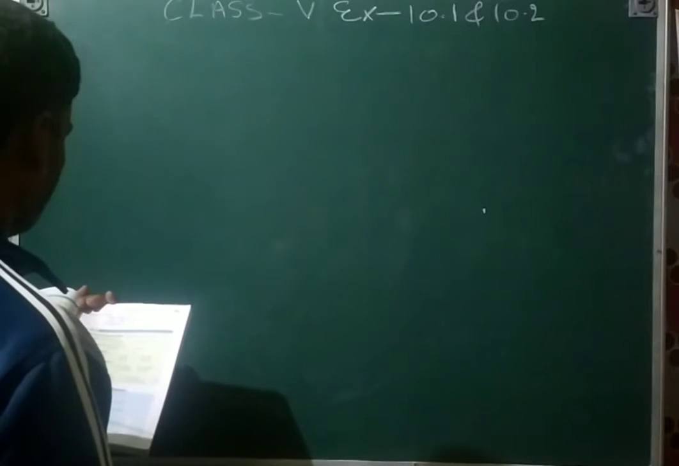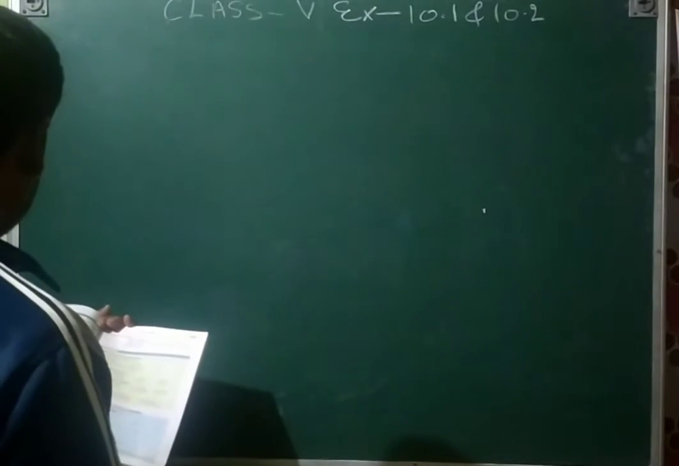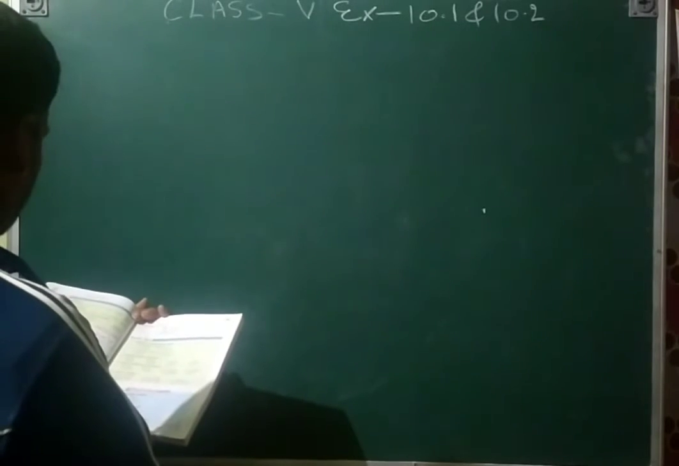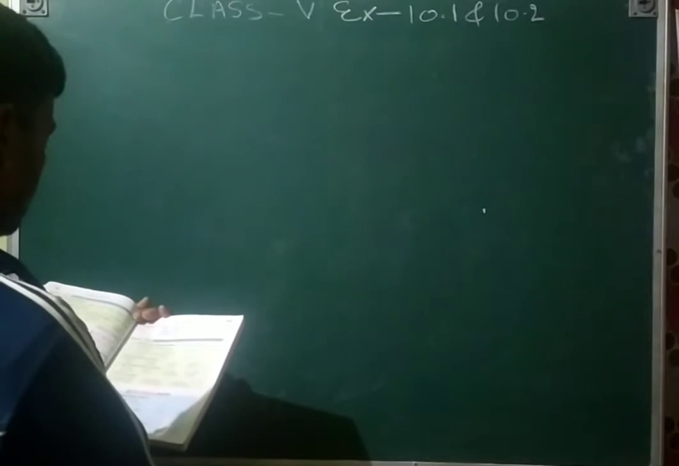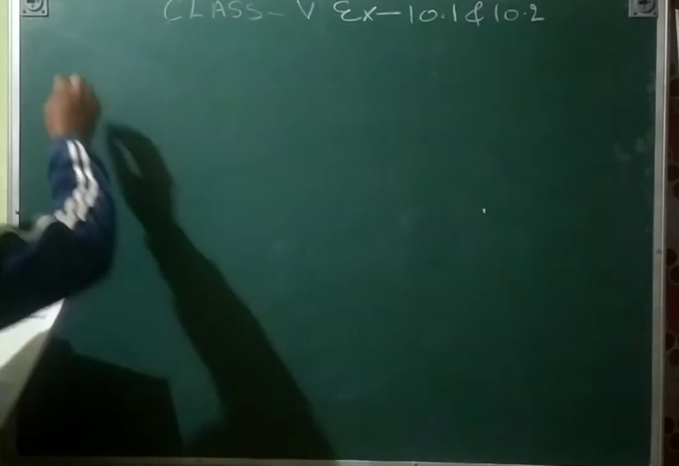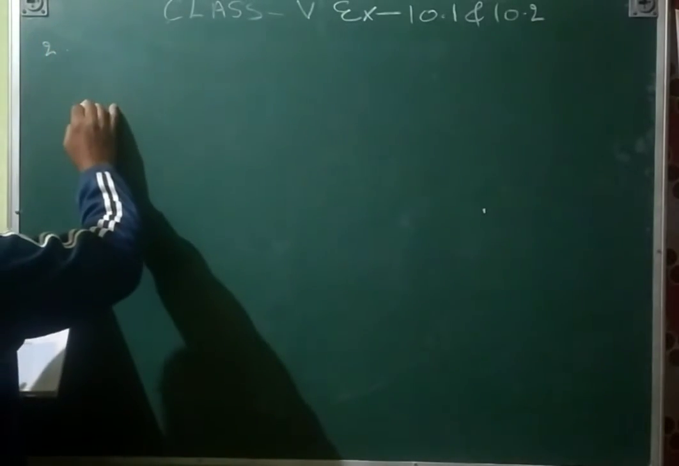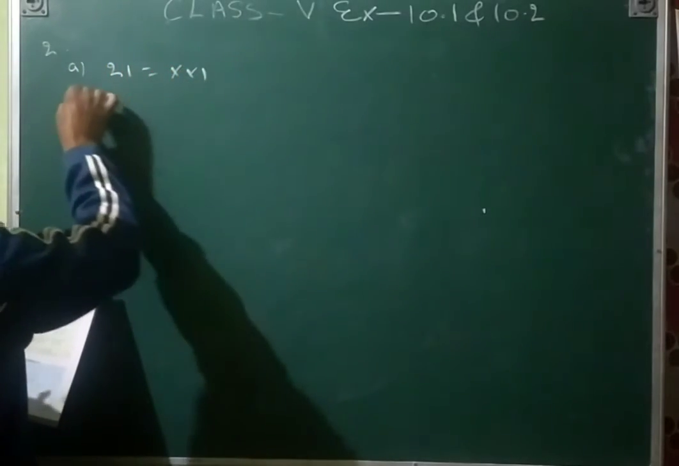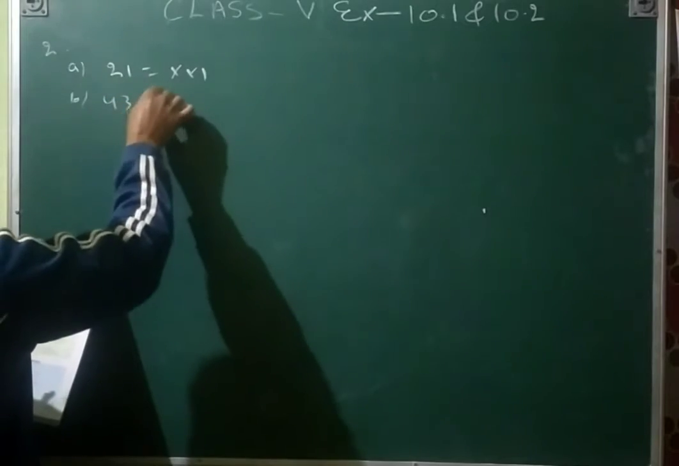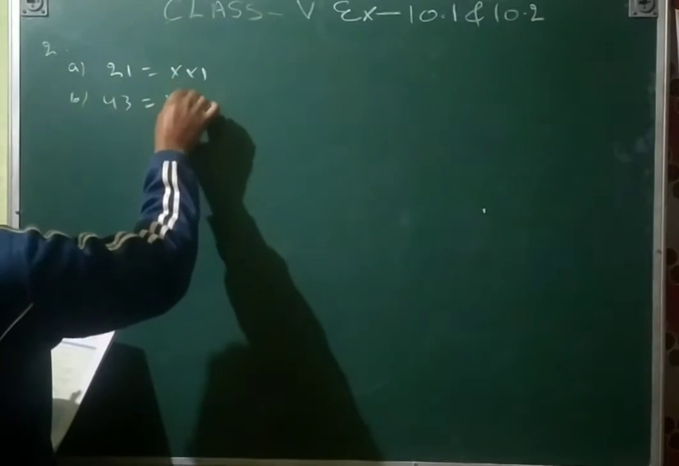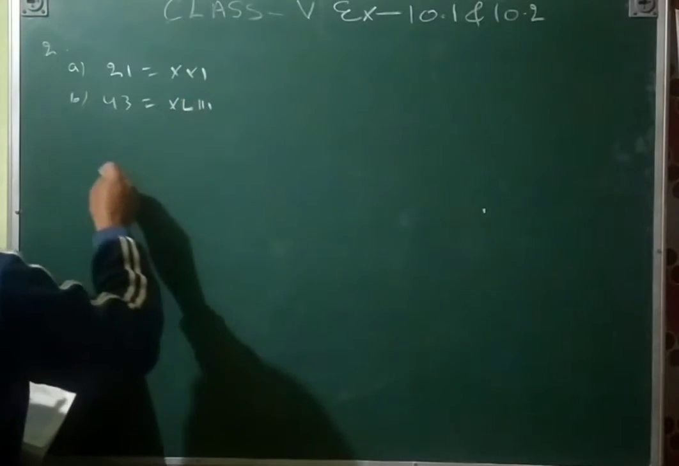B part. CL means, C means you will see in the table is given 100, and L means 50. So CL will be 150. And then second, write in Roman number. A part, 21 is equal to XXI. B part, 43 is equal to XL, that is 40, and 3, 43.